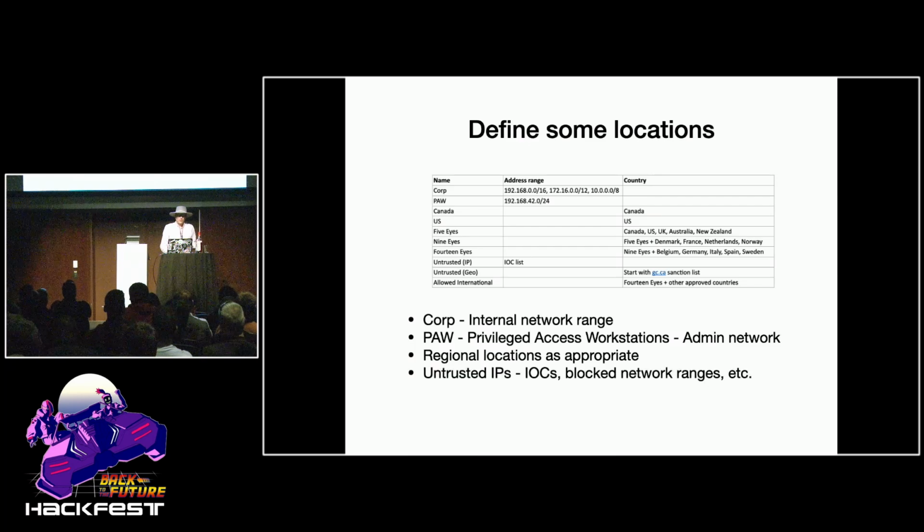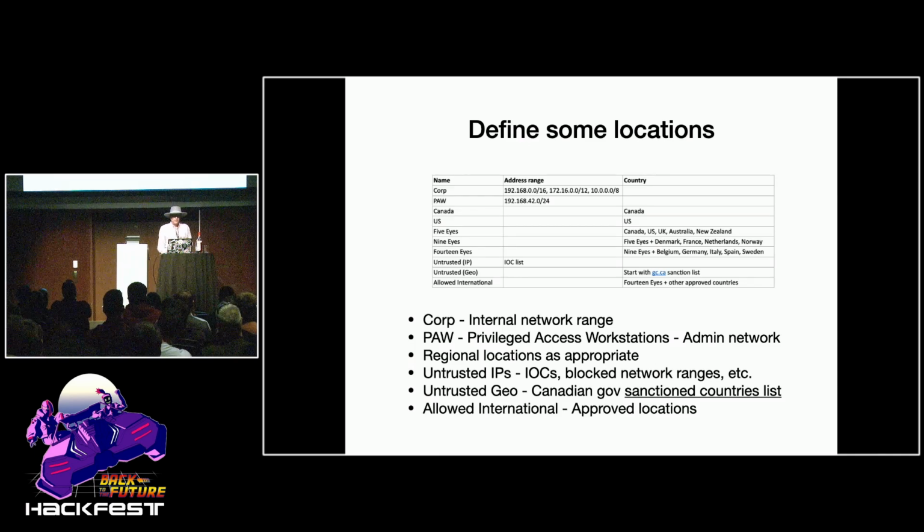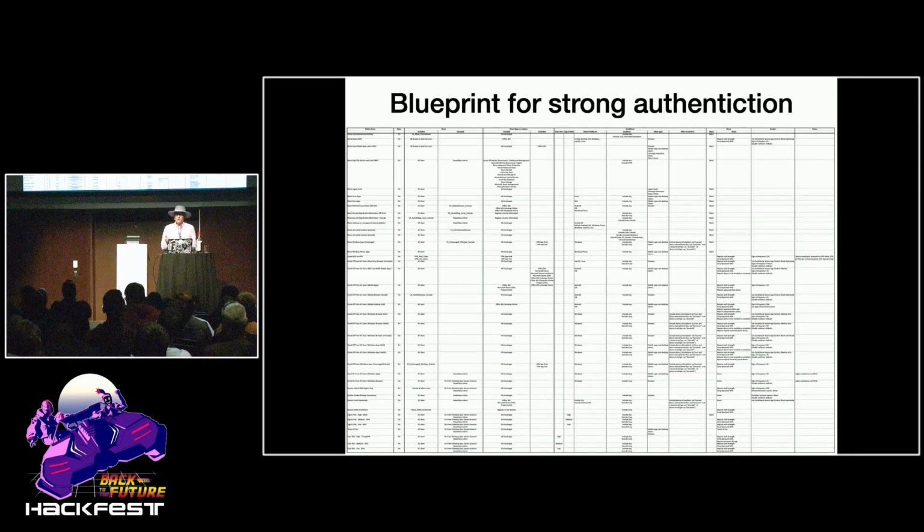Regional locations is appropriate, some untrusted IPs, maybe your IOCs, whatever block lists you're using, some untrusted geos. Canadian government has a nice sanction list that you can use as a starting place for countries that maybe you don't want people to be in because it might not actually be legal for your staff to work from there. And then allowed international. You might actually have staff that need to be international or they're approved to be working internationally. So what does this all look like when you put it together? Yeah, try and read that.